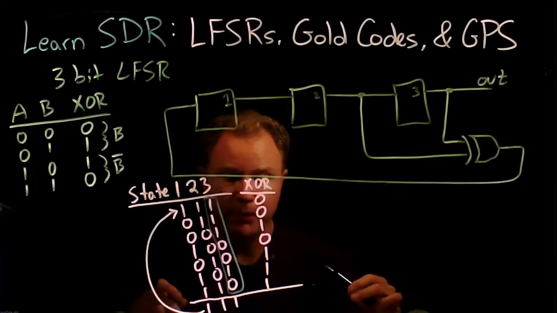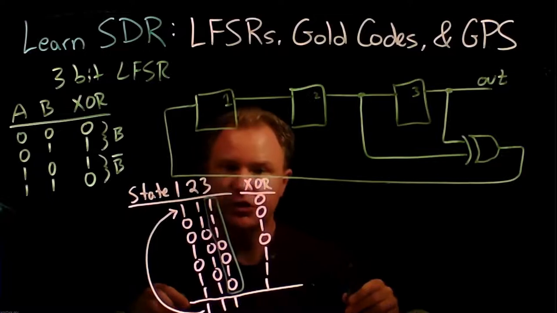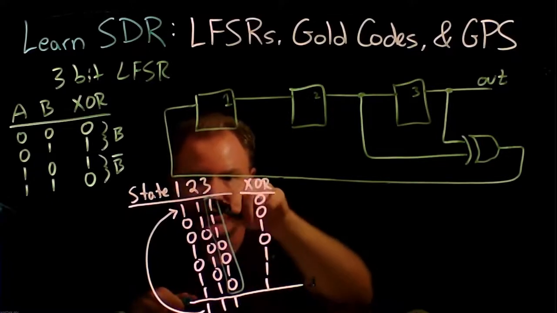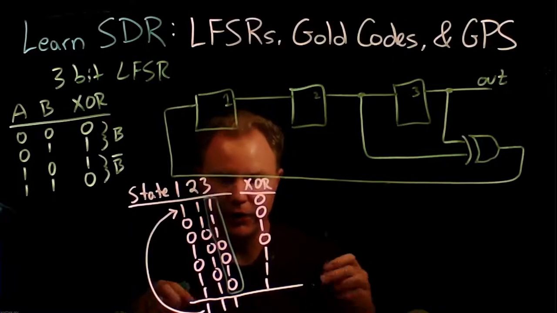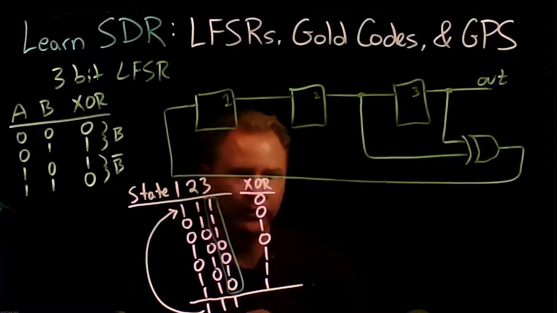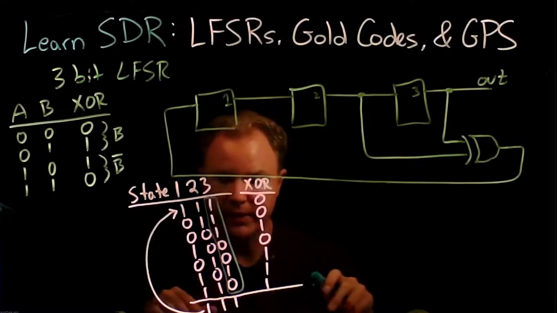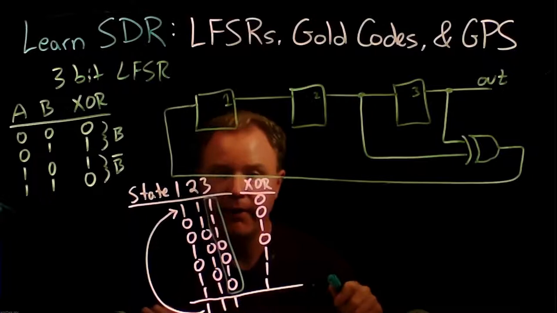And the most important property is that the circular correlation of this sequence, the circular autocorrelation of the sequence, is really nice. And I'll talk about what that means and why it's so nice. So let me erase this. Actually, before I do that, let me say one more thing.